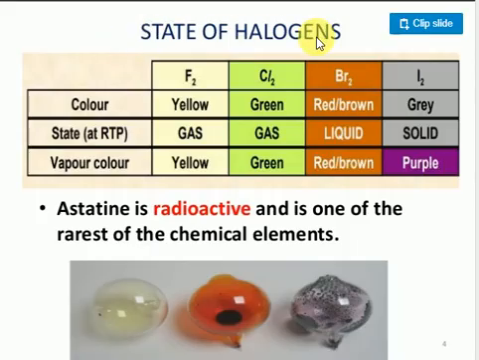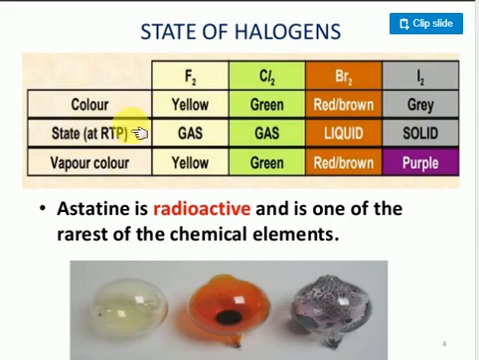Okay, next is the states of halogens. Which physical state is available? First of all, look at fluorine. All the halogens, fluorine, chlorine, bromine and iodine, are diatomic molecules. Diatomic means two atoms are required to form a molecule. One molecule of fluorine has 2 fluorine atoms, and likewise chlorine, bromine and iodine. Look at the color: fluorine is yellow, chlorine is greenish yellow, bromine is red or brown, and iodine is grey.